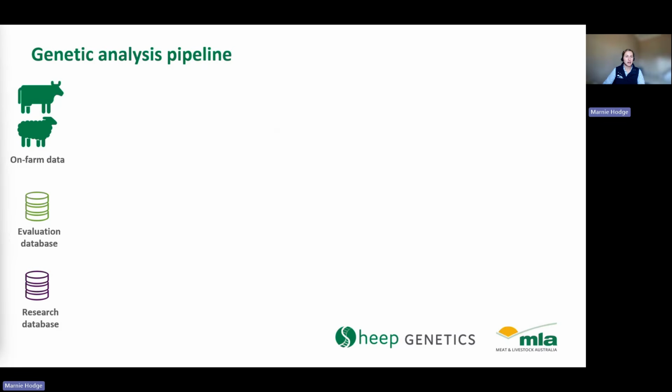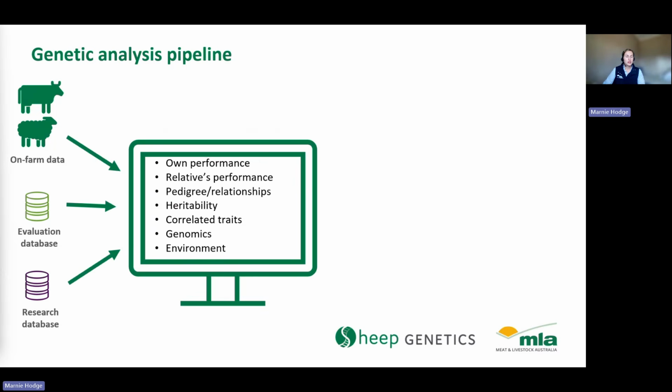We get data from three key areas. So we have our information that's been previously submitted into the evaluation, so our evaluation database. We also get data sent in from on-farm, so stud-stock breeders that collect performance information, but also relative information, so sire, dam, and half-sibling information as well. And then we also get information from research flocks or herds, so that comes through our research database pipeline. So from all of these different pipelines, we have information on individual animals, so how they perform themselves, as well as how their relatives perform.